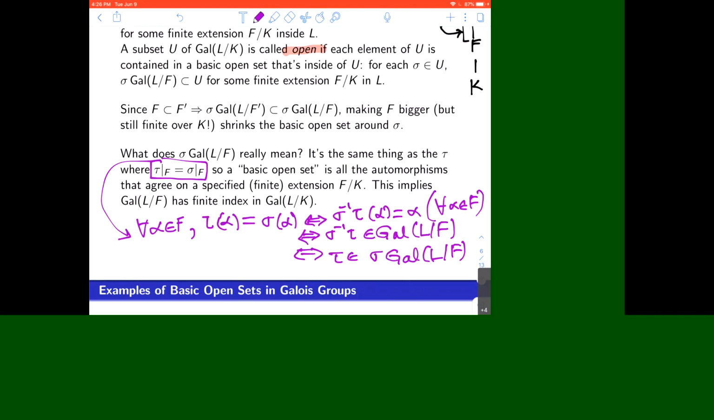So the different cosets of this subgroup, Galois L over F, are defined by, if you give me a bunch of field generators for F, you're just saying how they're supposed to behave on those field generators, and each of them can go to only finitely many places. So there's only a finite amount of information that can cause cosets to be different. In other words, there are only finitely many cosets. Galois group of L over F has finite index in the Galois group of L over K.